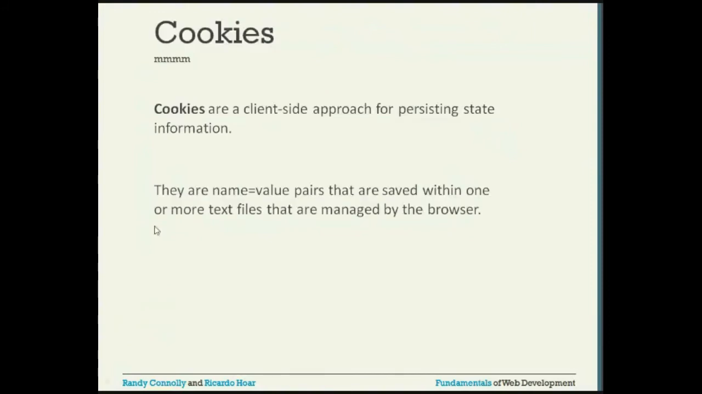Okay, next one is cookies. So what are cookies? Cookies are a client-side approach for persisting state information. Persisting means saving the information. So on the client side, whatever the activities, whatever the selection pattern or preferences that a particular user has, if you want to capture all those preferences, you can use cookies, and the cookies will be on the client side.